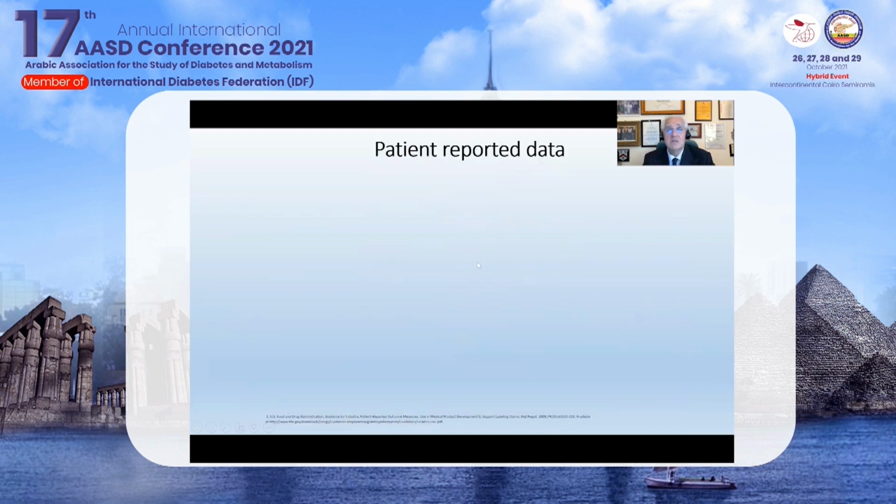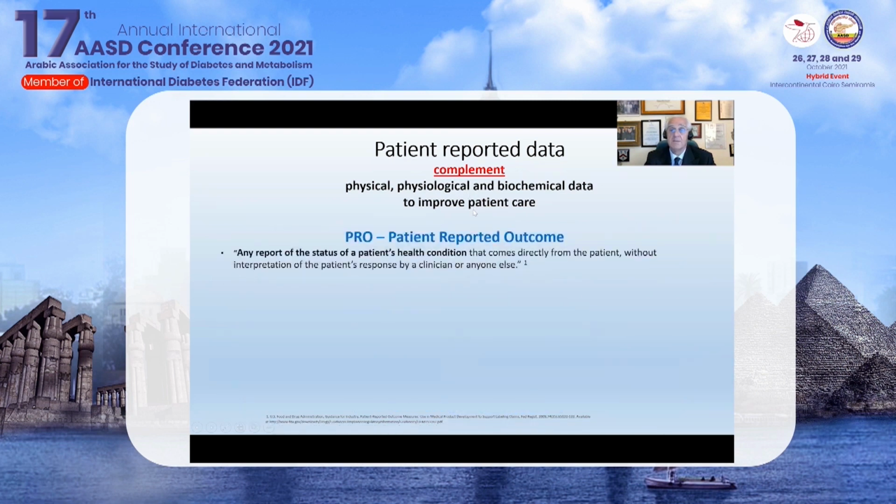Then we need data which are reported by the patient. And these data complement the physical, physiological, and biochemical data in order to improve patient care. It's not substituting, just complementing. And so the patient-reported outcome, PRO, is any report of the status of a patient's health condition that comes directly from the patient without interpretation of the patient's response by a clinician or anyone else.